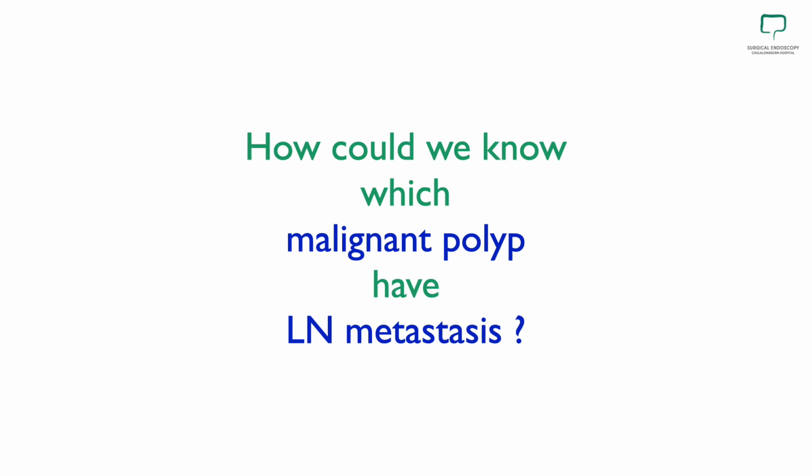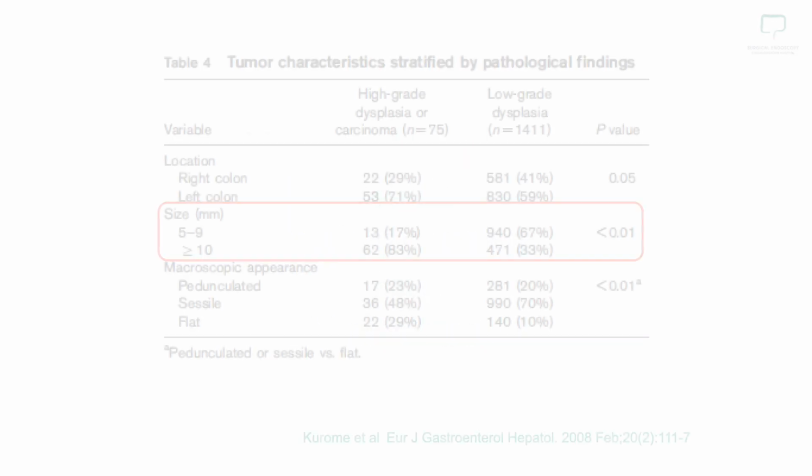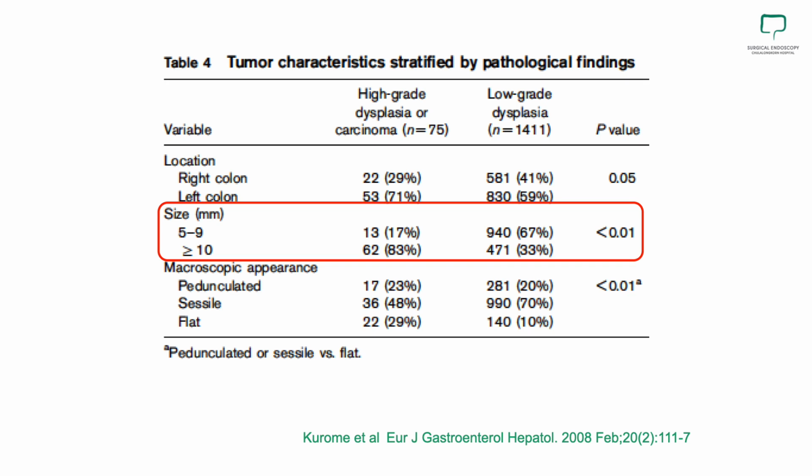Because malignant lesions should be resected as an oncologic resection. And how could we know whether these malignant polyps have lymph node metastasis or not? Bigger size has more chance of being cancer, but it's not always true.